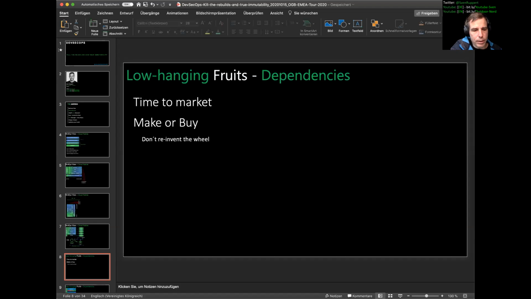And time to market will lead you immediately to the question, make or buy. Buy is, in our terms, not only paying money for something, buy could be adding a dependency. So the decision is, should you do it by yourself, or are you using something that already exists? And this means that you are not reinventing the wheel, and this over all layers. So this is a question that a developer will have immediately.